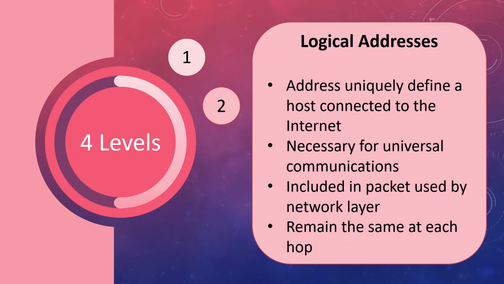Secondly, we have logical addresses. Logical addresses are necessary for universal communications that are independent of the underlying physical networks. Physical addresses are not adequate in an inter-network environment where different networks can have different address formats. A universal addressing system is needed in which each host can be identified uniquely regardless of the underlying physical network.